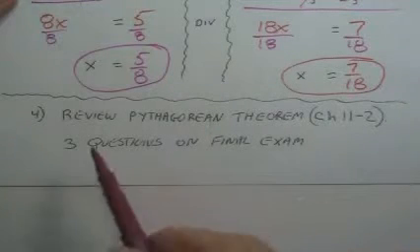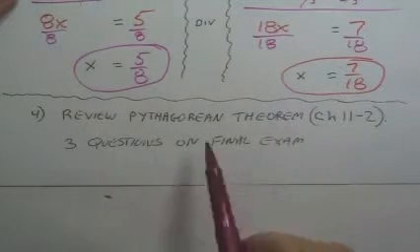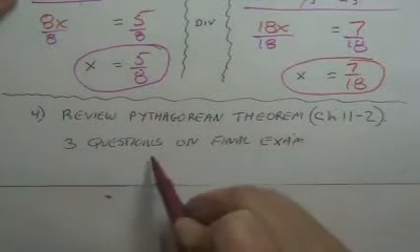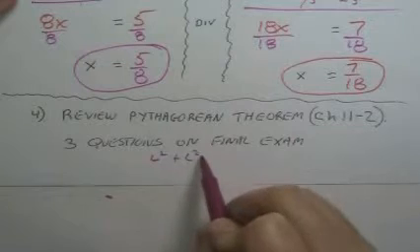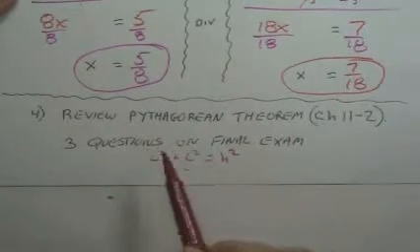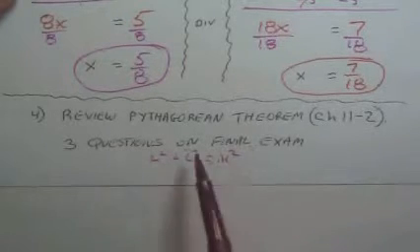Okay, we spent a lot of time in our notes going over the Pythagorean theorem. There are 3 questions on the final exam. You can find it in chapter 11 too. Remember, that's the one where a squared plus b squared equals the hypotenuse squared. You have examples in there, so please review that for the final exam.